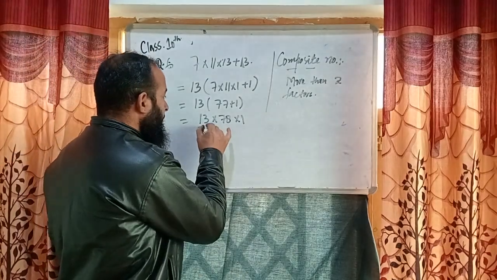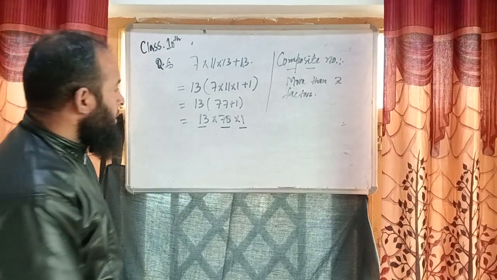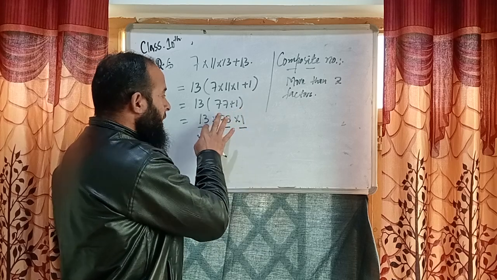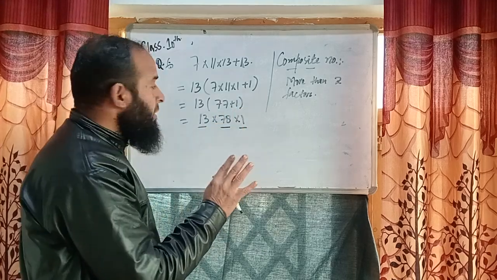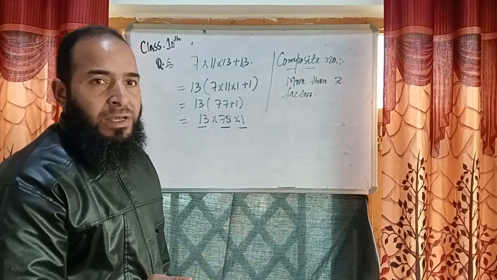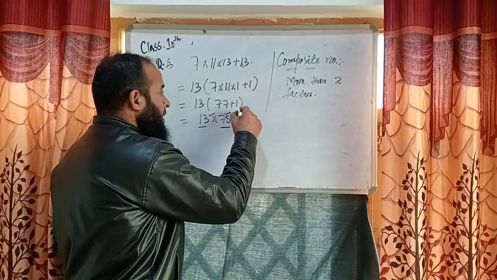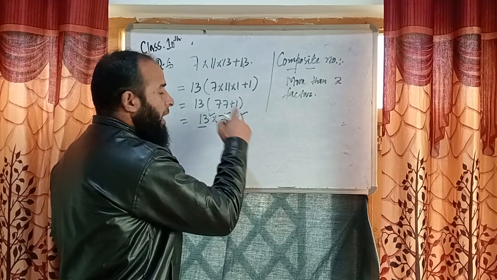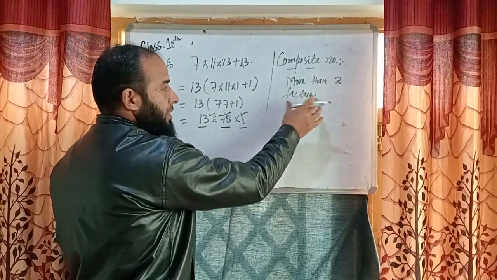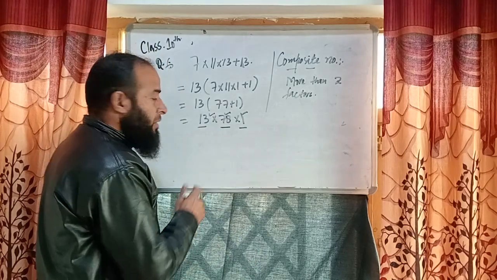Now you see how many factors it has. We have 13 into 78, but this can be written as 13 into 78 into 1, because 1 is a factor of every number. So it has how many factors? It has 1, 2 and 3 factors. That means it holds this definition, so it is a composite number.